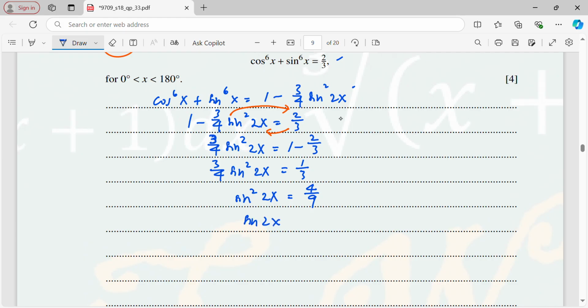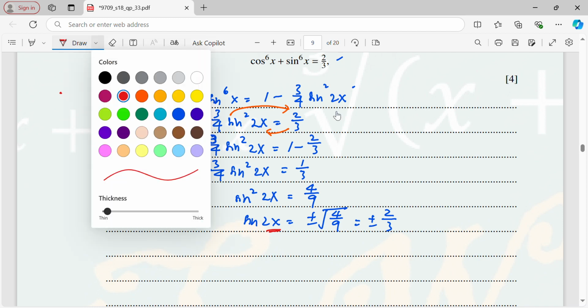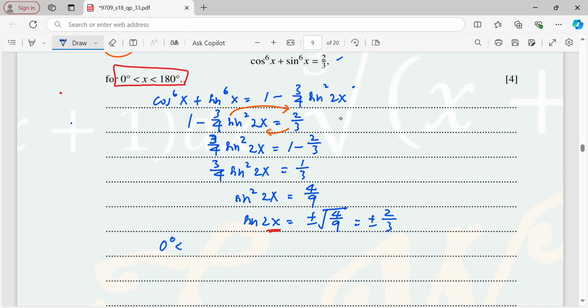So sine 2x, that is plus minus square root of 4 over 9 because of the even degree. Right? So here I will be getting plus minus 2 over 3. And now look at the interval. Your interval is given x from 0 to 180 degrees. And now we have found sine 2x. Therefore, now I have to find the new interval, right? So I will just write here, given 0 to 180 degrees for x. Therefore, if it is 2x, then I will have to times 2 to the whole inequality. That becomes 0 and 360 degrees.